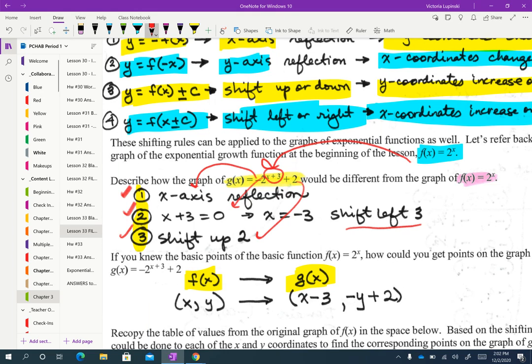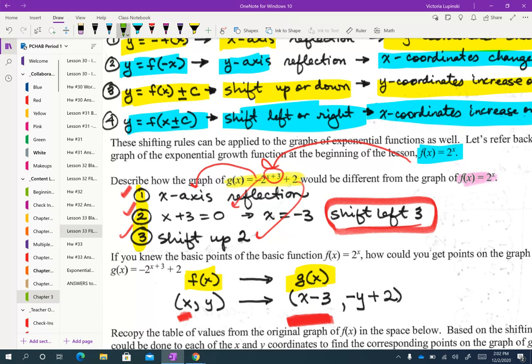So if you're talking about the x's, the only change in x is the fact that you are shifting 3 units to the left. So if you want to shift 3 units to the left, you're going to take whatever the starting x is, and you're simply going to subtract 3. That will move every point on the graph 3 units to the left.